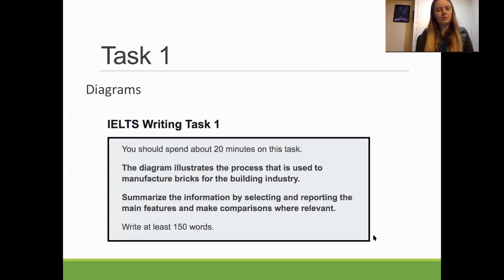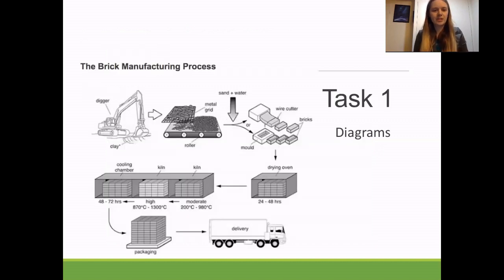Another example would be a diagram. So the diagram will illustrate the process that is used to manufacture bricks for the building industry. You should summarize the information by selecting and reporting the main features and make comparisons where relevant. So it almost always says that, but you still need to read it carefully to be sure that it says that. It could be slightly different at times. So you will see diagrams like this on the test sometimes.